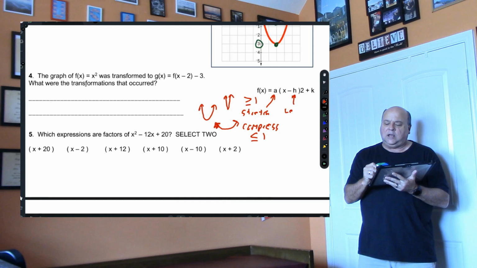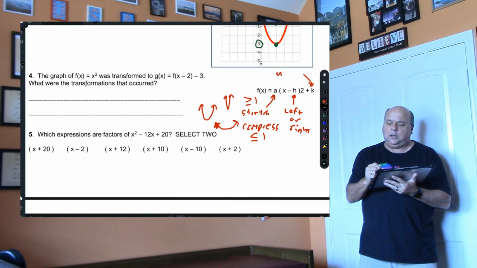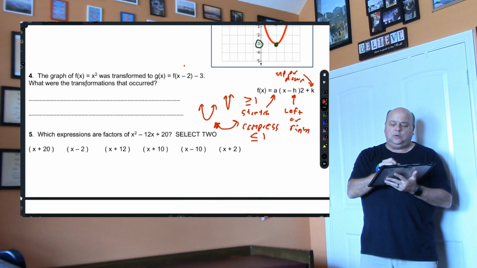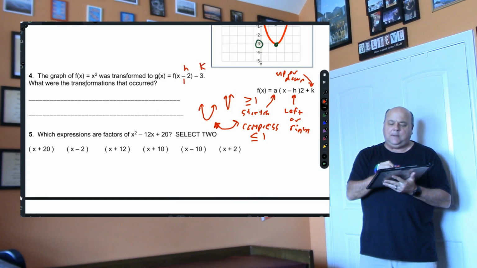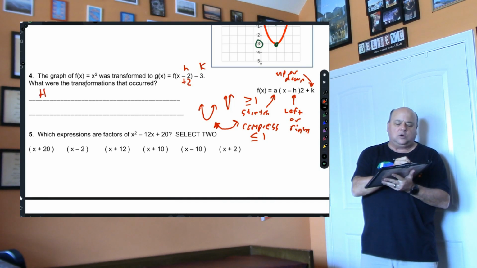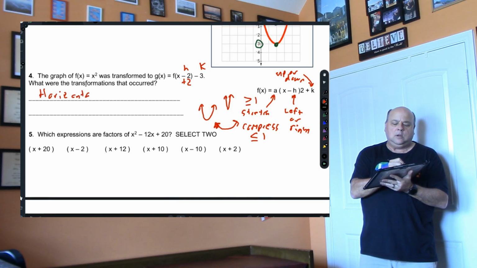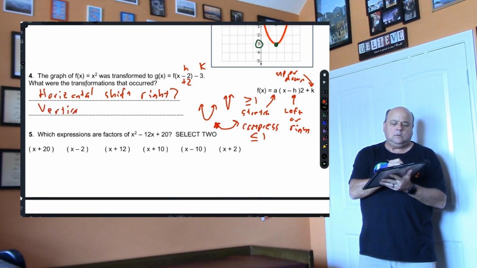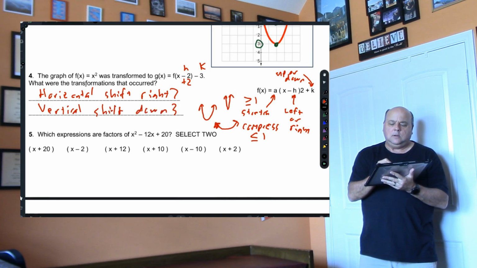This number right here is left or right, but it's opposite. And this number right here is up or down. Okay? What I would like you to do is go through, this is my H, this is my K. The opposite of -2 is +2. +2 is to the right 2. So that's going to be a horizontal shift right 2, and then this -3 would be a vertical shift down 3. Okay? Actually, the vertex would be (2, -3).